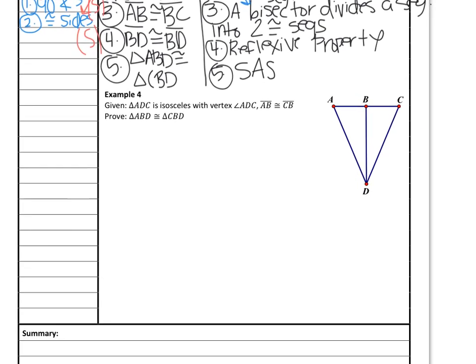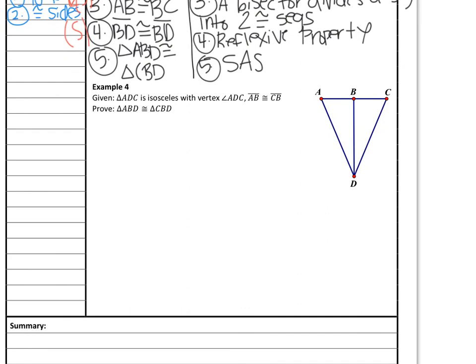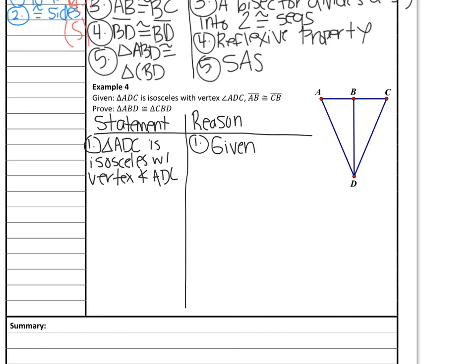Okay, so now our last example, go ahead and set up your T-chart and write down your first given. I'm going to pause the video. Okay, so go ahead and make sure you have this written down.